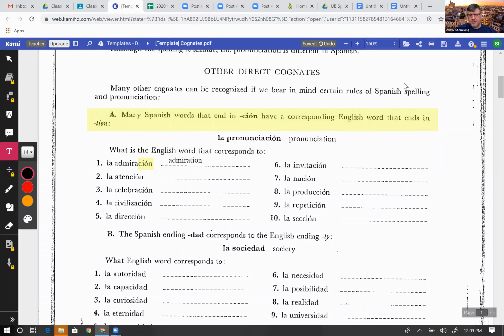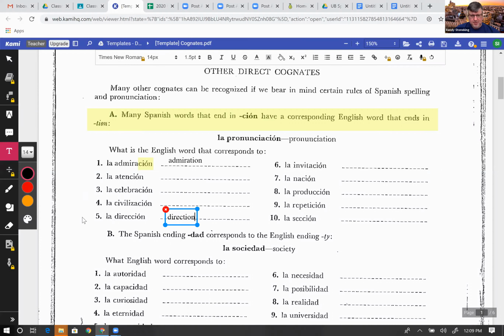Now let's do this. If you guys would unmute yourselves for a sec here. Let's do like, hey, Rain, tell me what you think. Let's do like number 5, dirección. What would that be? The direction. That would be direction. Let's put that one in there for direction. See how simple that is?